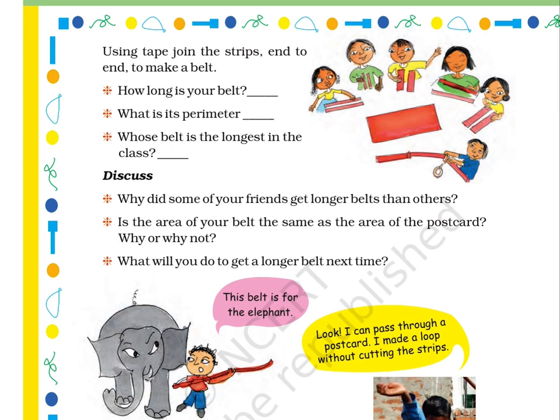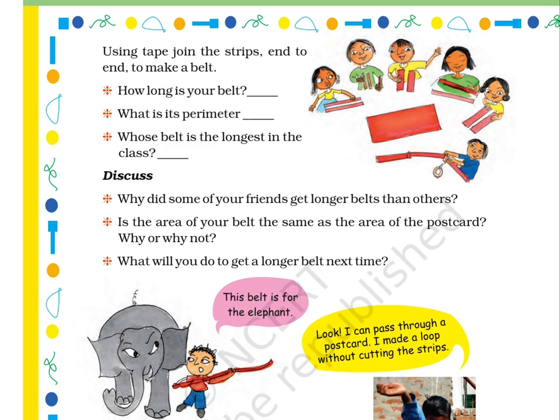On the top right corner of the page, we see such a belt being made by one of the kids. The other kids are also trying to make their own belts and everyone is enjoying. Questions. How long is your belt? Dash. What is its perimeter? Dash. Whose belt is the longest in the class? Dash. Give your answers in the blank spaces provided.